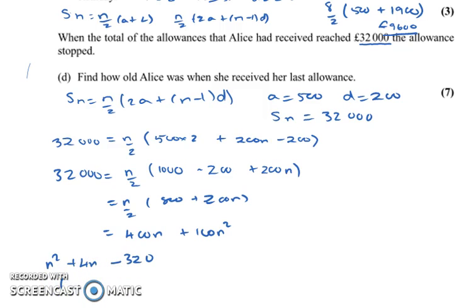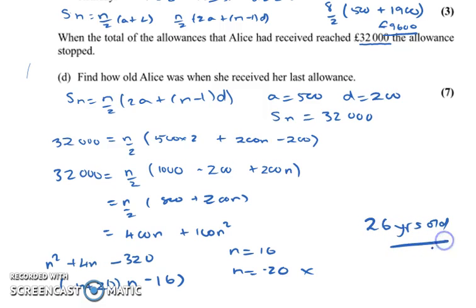We then factorise this to get n add 20 and n minus 16. So n is 16 or n is minus 20. Can't be minus 20. 16 years on, so we have that Alice is 26 years old. Thank you.